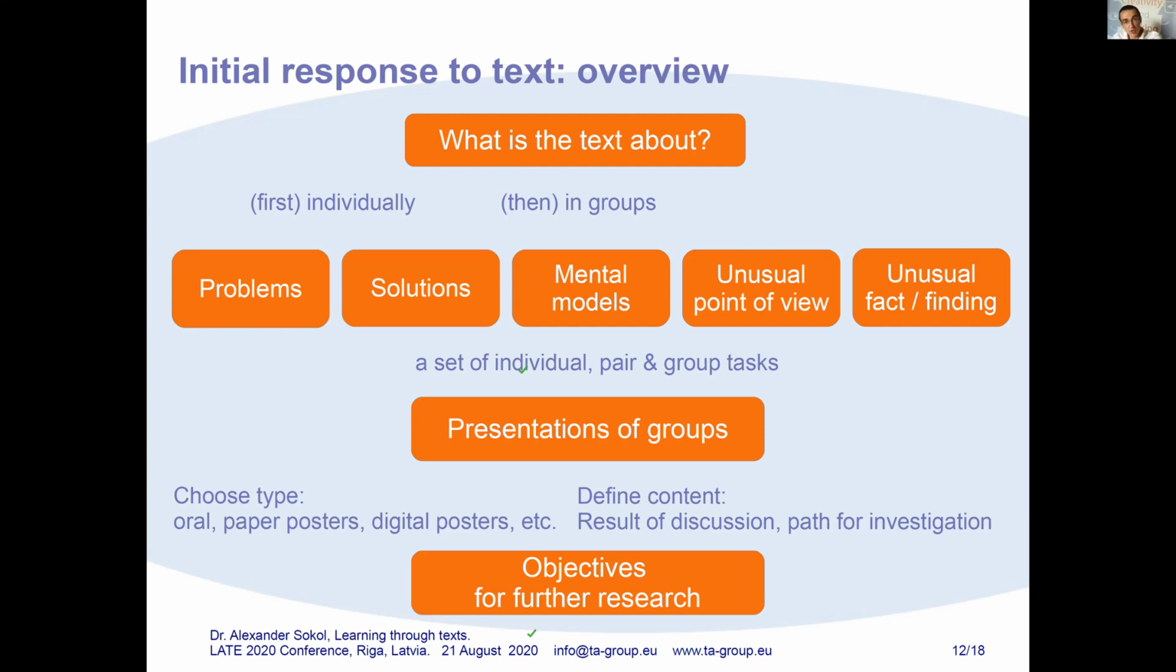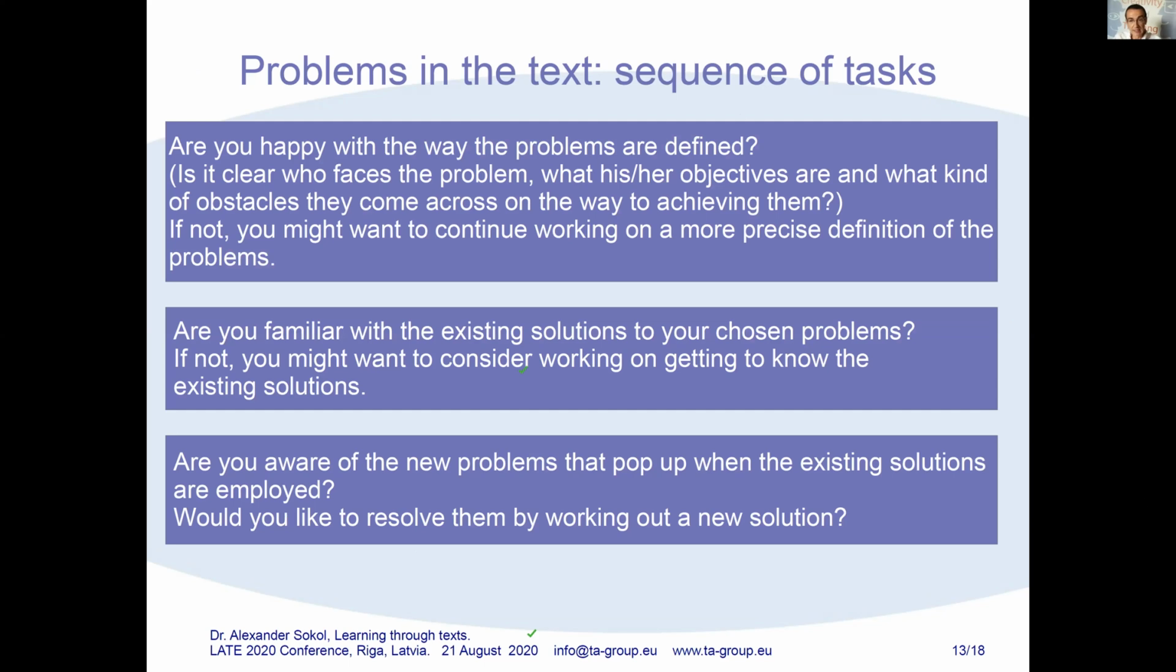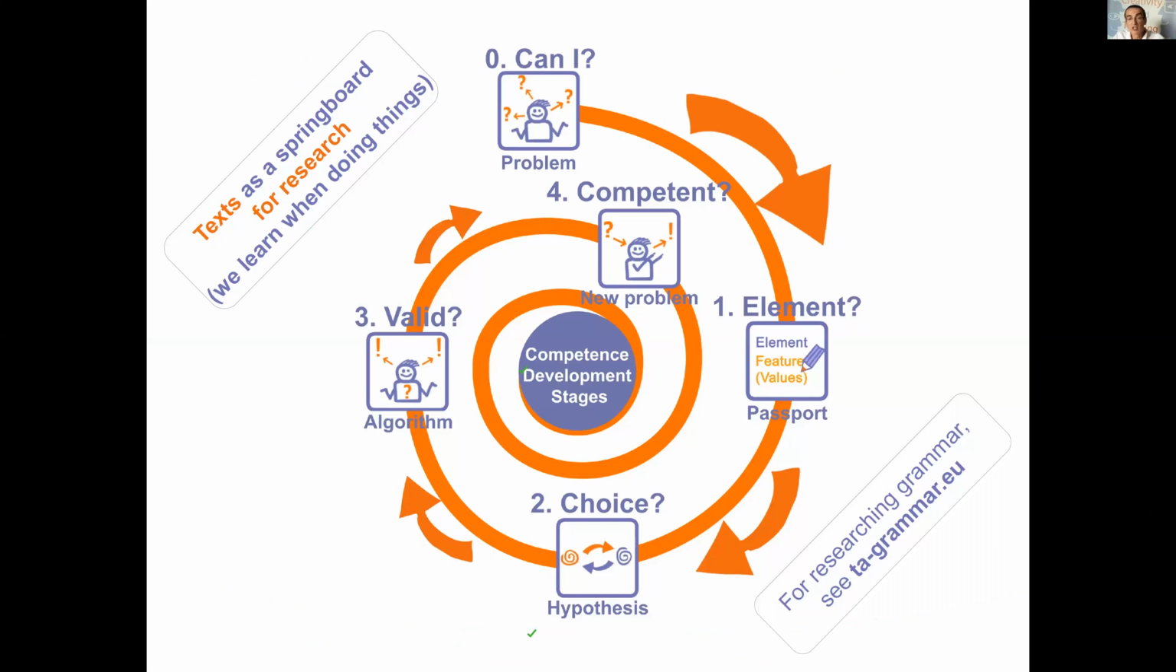So this, as you can see on the slide, is initial response to the text. So what happens later on is we actually reflect and decide what we want to do further on. For example, am I happy with the way the problems are defined? Am I familiar with the existing solutions to these problems? Am I aware of new problems that appear? So these questions help me as a learner decide what I want to do further on. And this further on is organized according to what we call stages of competence development.